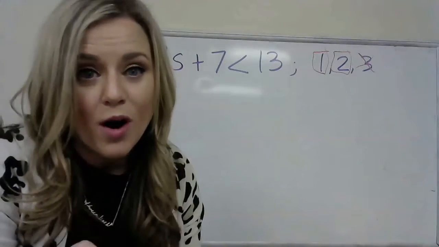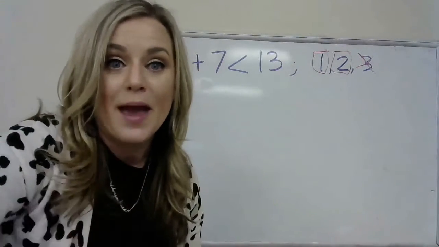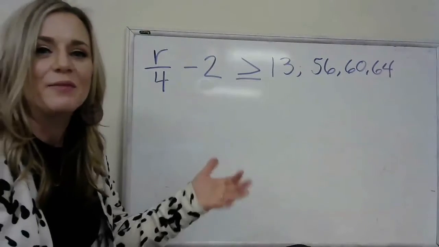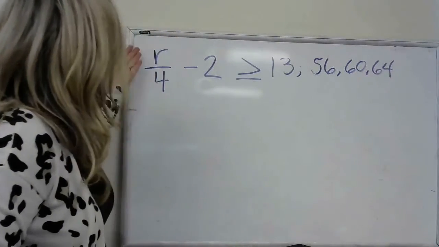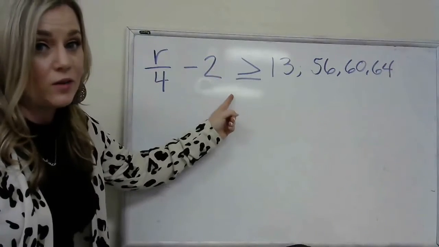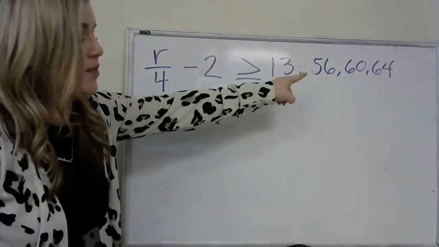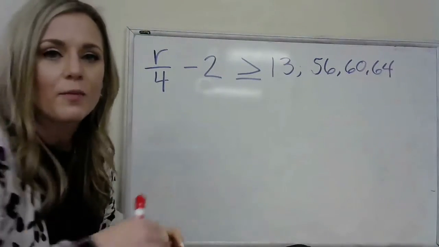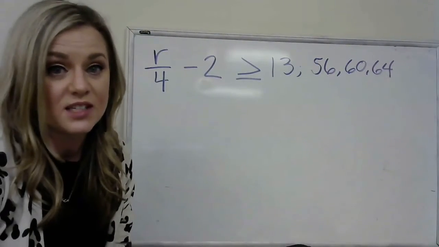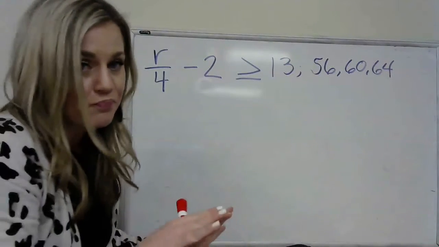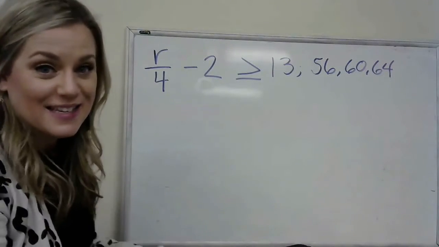All right, so we have one more, and then I'm going to let you loose. So make sure that you're trying these on your own, and if you're not understanding that, you're asking questions. Okay, last example, and then we have another division one. So we're going to do r divided by 4 minus 2 is going to be greater than or equal to 13. And they gave us 56, 60, and 64. Now listen, you could possibly have to do decimals, and that's fine. It's just you do it the exact same way, okay? All right, so let's get busy.